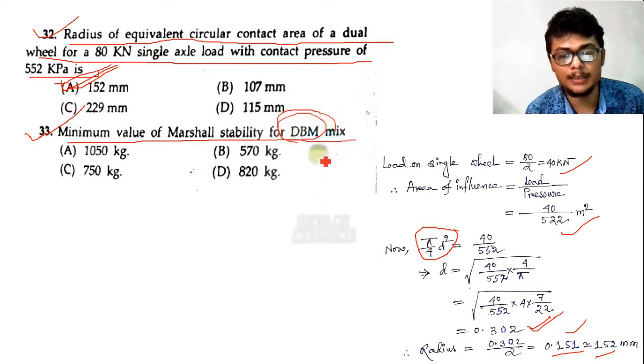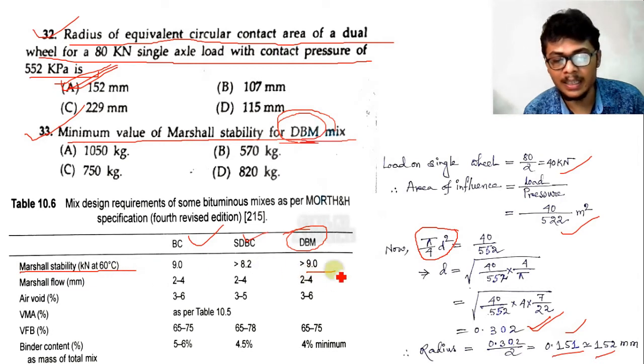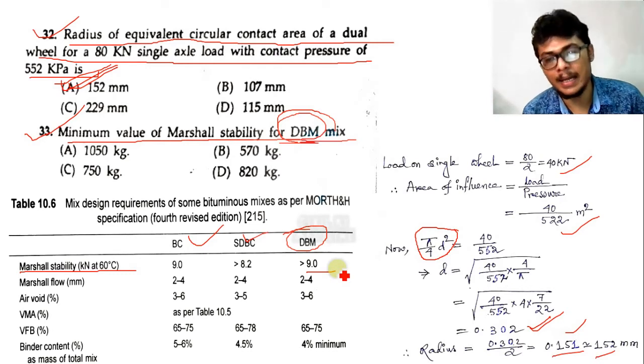Dense bituminous macadam, the full form of DBM. Let's see a chart. As per MORTH specification, it is given like this: BC, DBC and DBM. In my question, it is asked for DBM. For DBM, the Marshall stability value in kilonewton is greater than 9 kilonewton. That means the minimum value of Marshall stability should not be less than 9. It will be greater than 9.